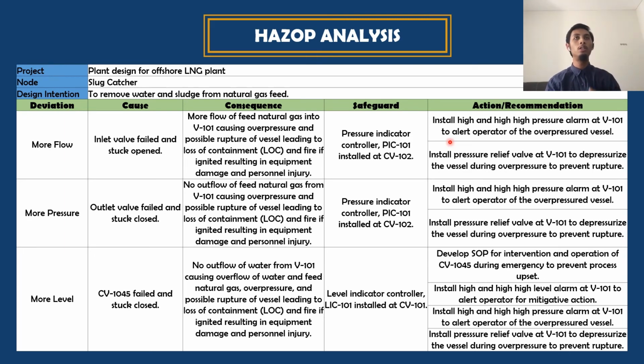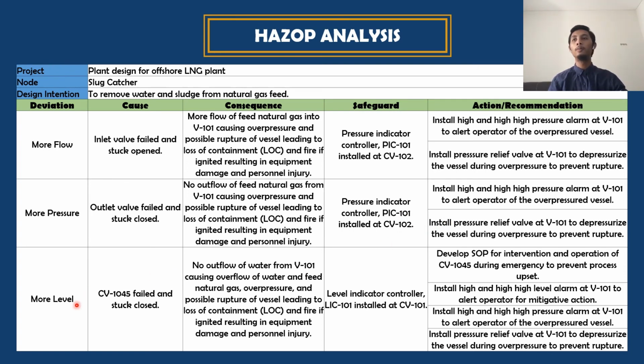We will give a recommendation if the safeguard is inadequate. So the recommendation is to install a high-high pressure alarm at the slug catcher to alert the operator, and the second one is to install a PRV to depressurize the vessel in case of overpressure. As you can see, the deviations for more flow and more pressure are quite the same. They have the same consequence, the same safeguard and recommendation.